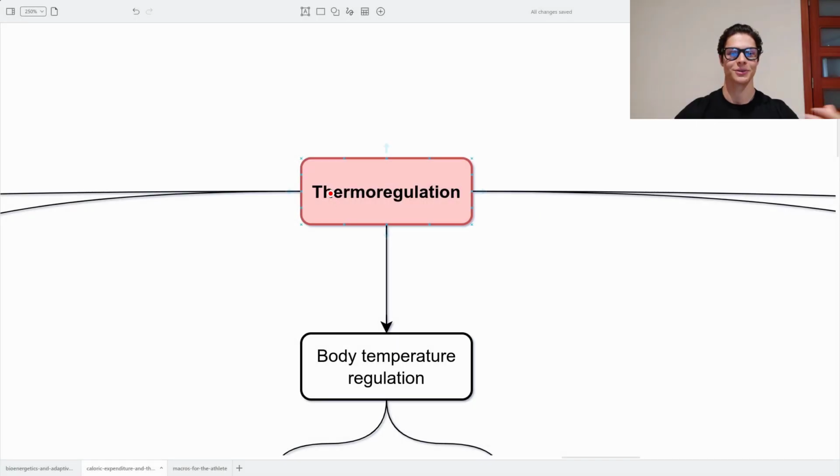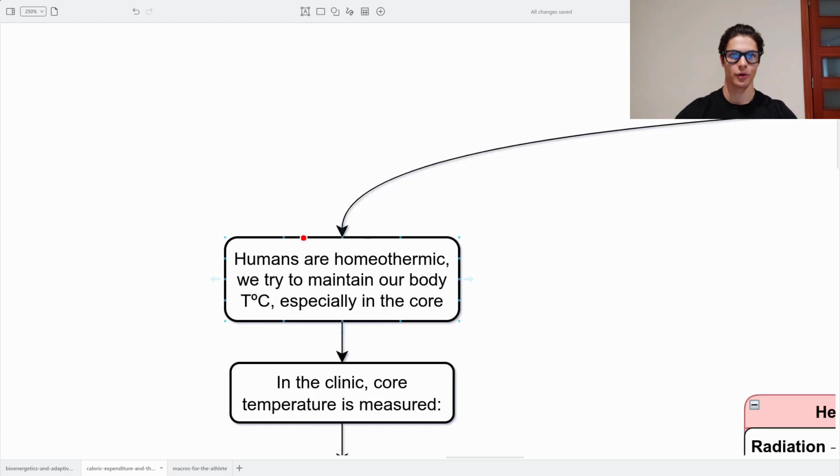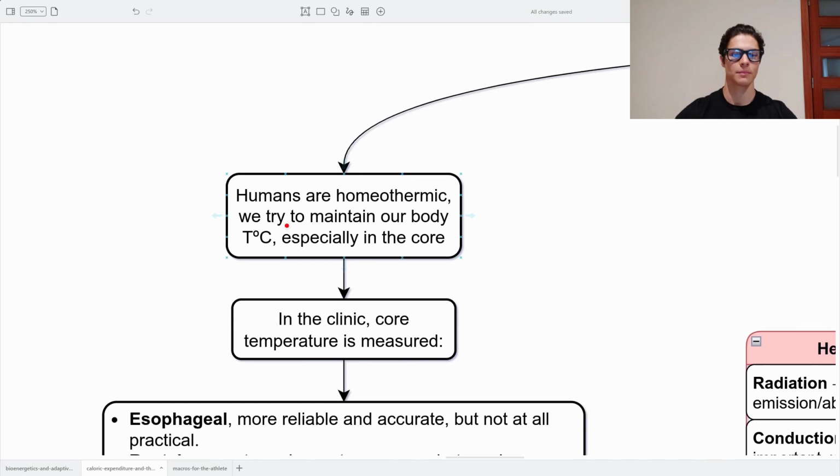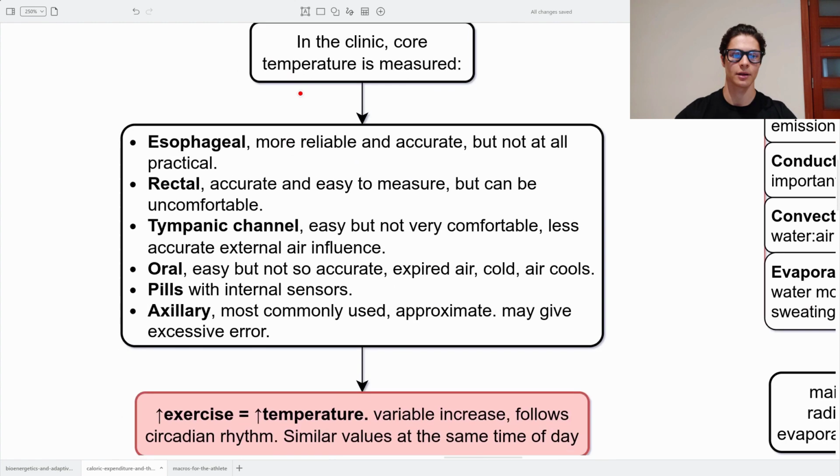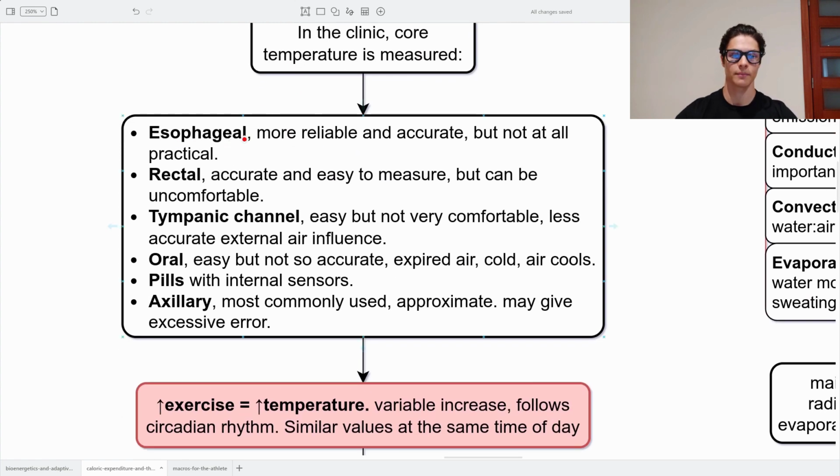And now it's time to talk about the thermoregulation. So how we are able to change our body temperature depending on the needs. We humans are homeothermic. That means that we try to maintain our body temperature, especially in the core. And we measure the core temperature in the clinic using esophageal temperature, which is more reliable and accurate but not at all practical. The rectal one, which is accurate and easy to measure but can be uncomfortable for certain individuals.